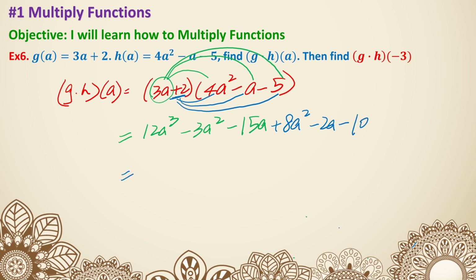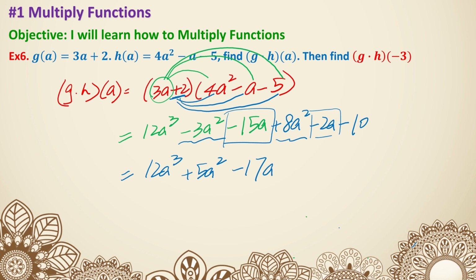Now it's time to combine like terms. 12a cubed stays in the front. Then we have negative 3a squared and the positive 8a squared together. That is plus 5a squared. And then we have negative 15a and a negative 2a. So it's negative 17a. Eventually a minus 10.